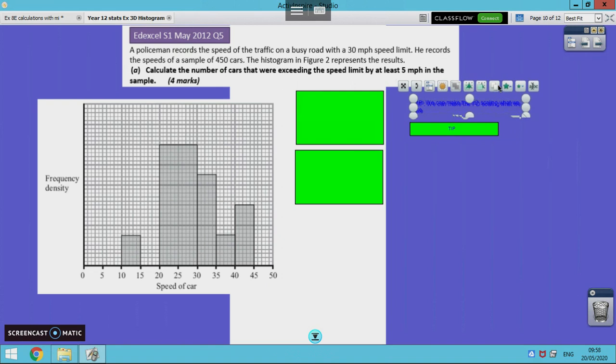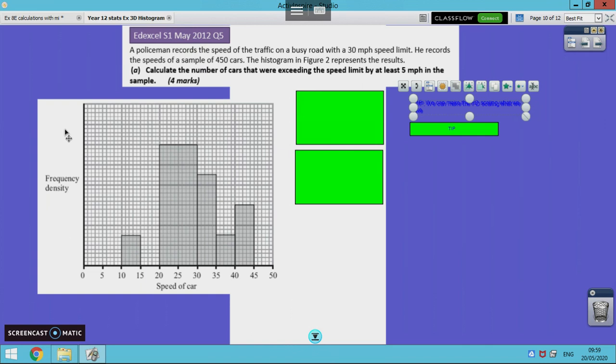Okay, so the first thing that we do on a question like this is we try and identify the scaling. We have a look and see that we were given a total of 450 cars. Therefore, we've got to find what the scaling is for this area, for the frequency to area.